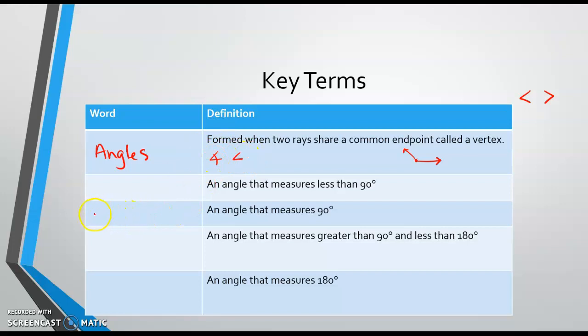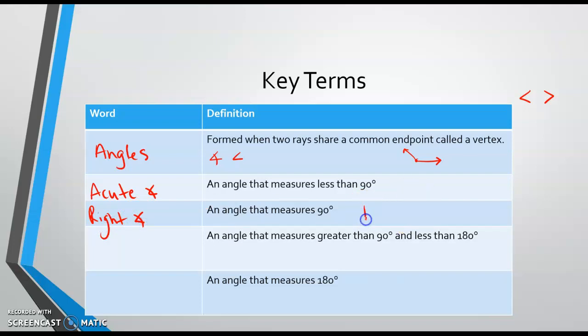Okay. An angle that measures less than 90 degrees is an acute angle. One way that I remember that is kind of like saying, "Aw, cute." Anything that's really tiny, like small puppies, "Aw, cute." So acute is anything that's less than 90. An angle that measures 90 is a right angle.